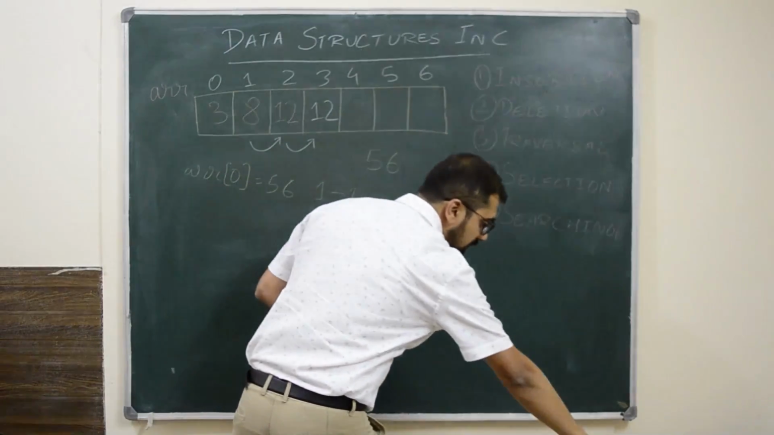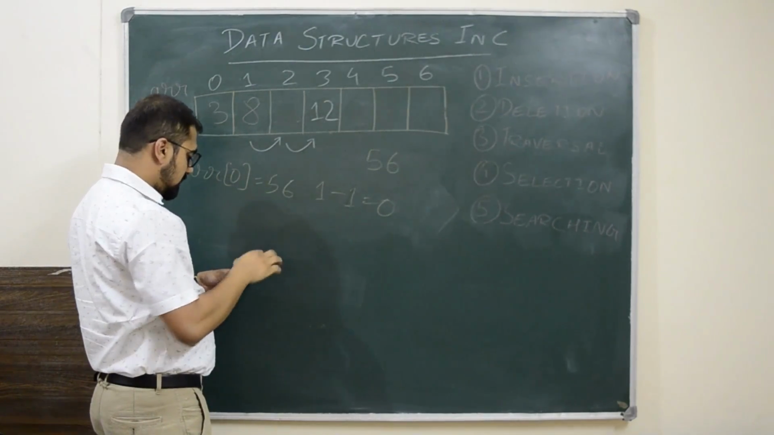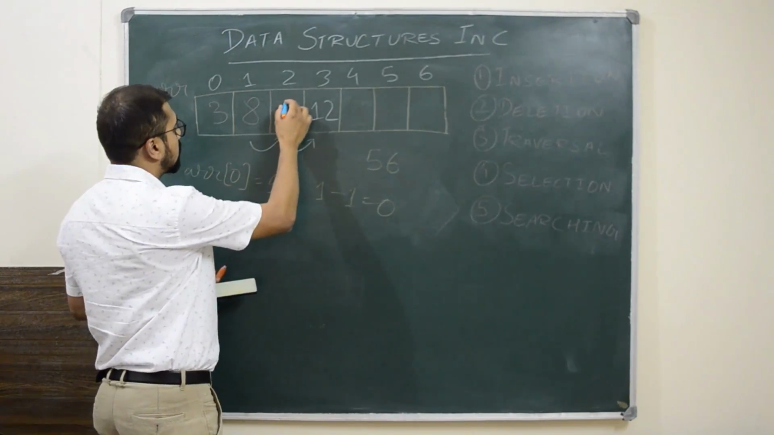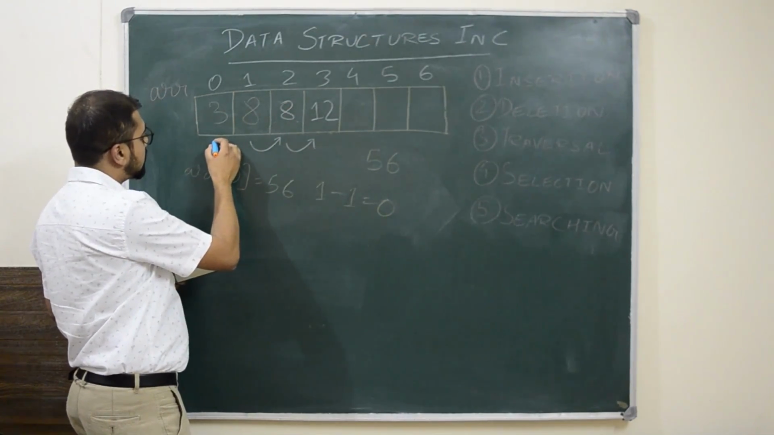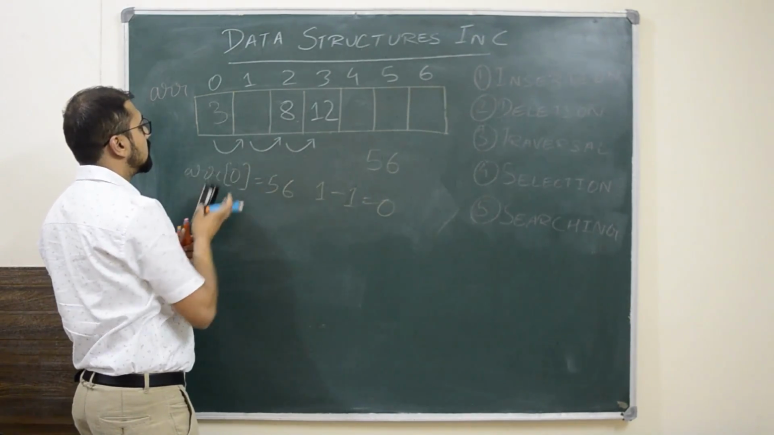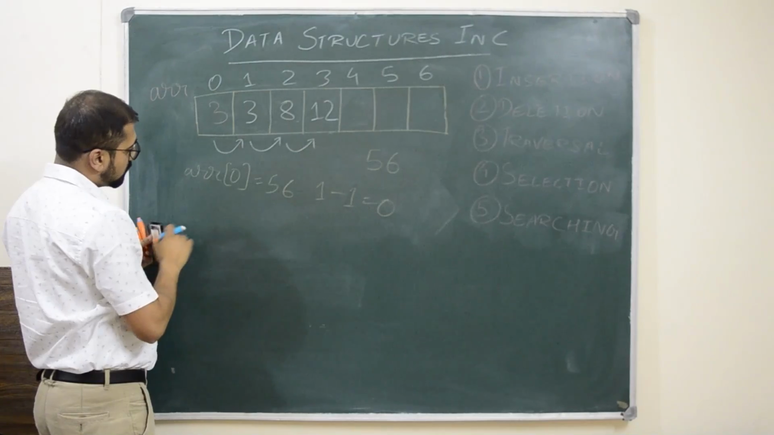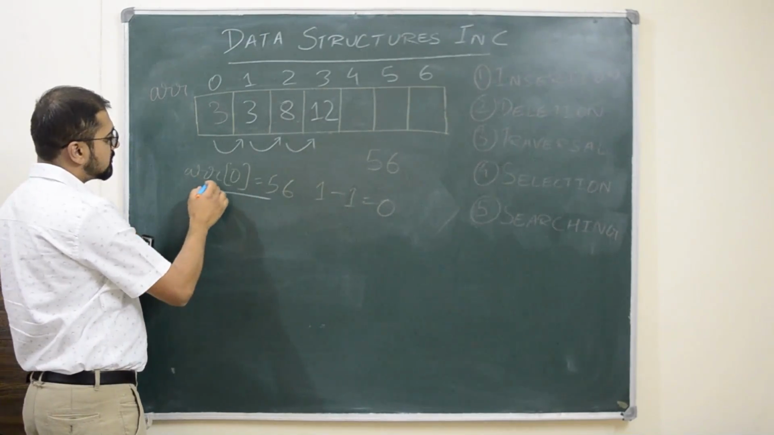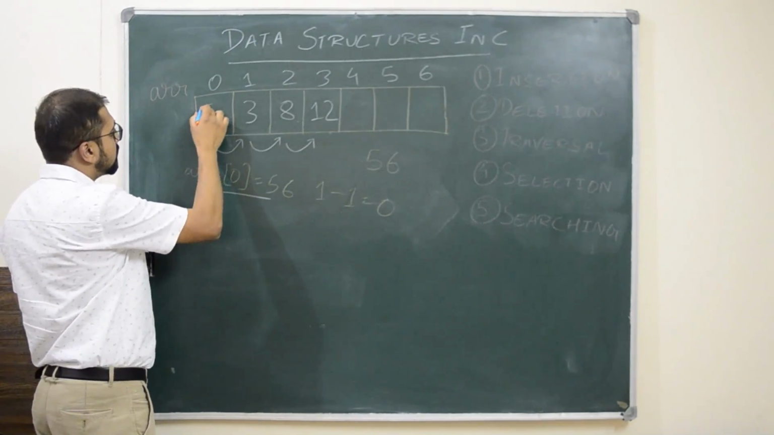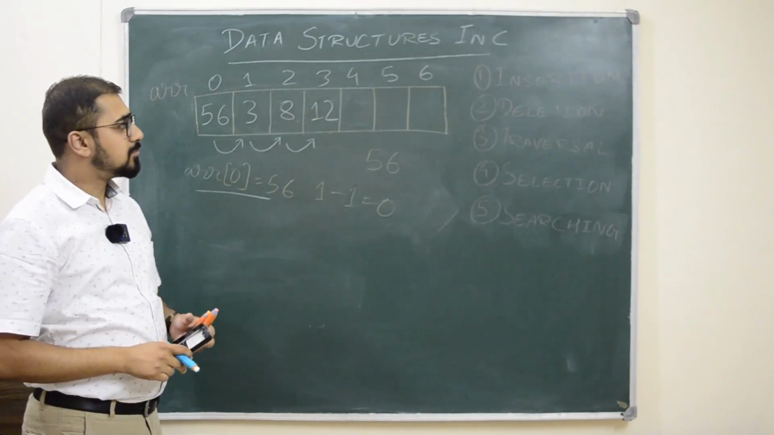So now the new value at the third position will be updated here as 8. Then do the same thing here for 3. So it will again be updated as 3, and then at last we have to execute this statement, ARR of 0 equal to 56. So this will be changed here as 56. This is how we have to insert any value at any specified position.